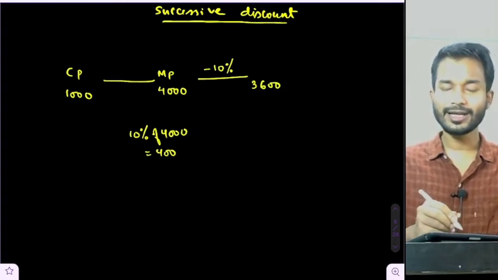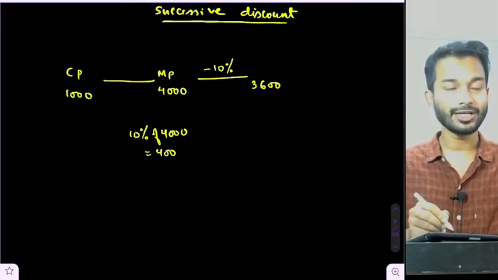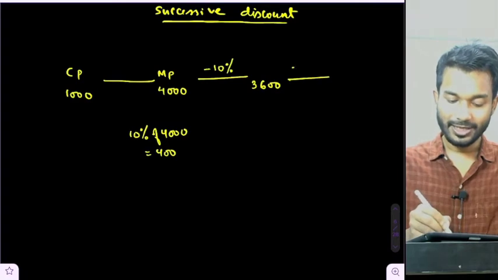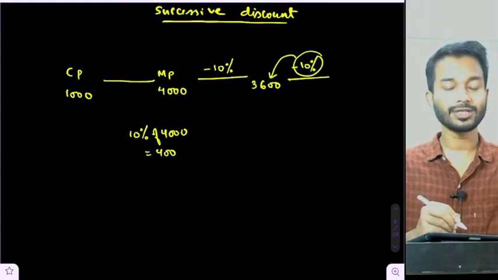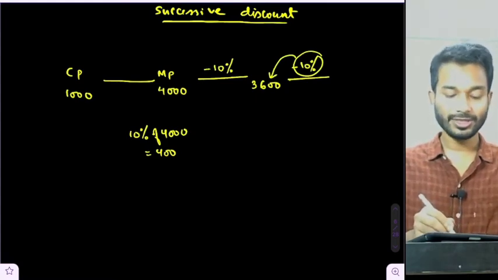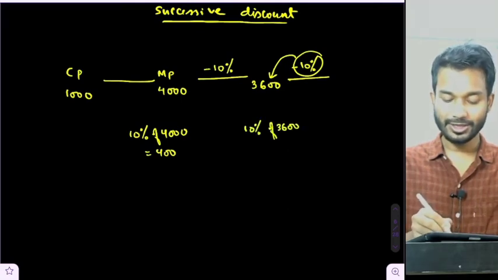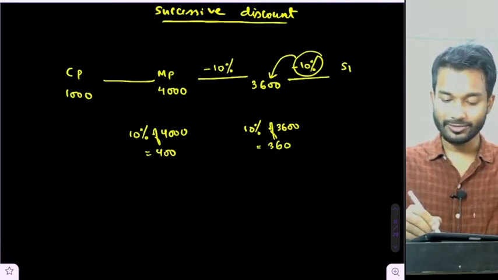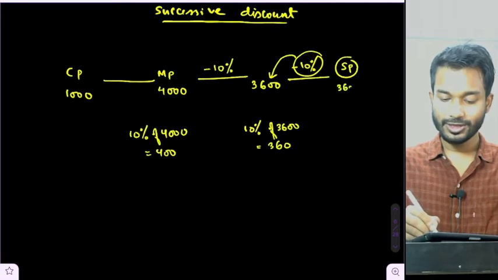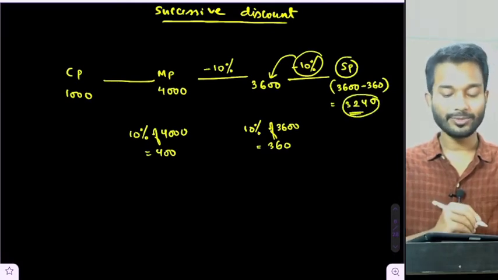Now still, I am saying to the customer that if you pay by card, I will give you an extra 10% discount. So I am again giving an extra 10% discount. Now this 10% is on where? On 3600 rupees. So 10% of 3600 will be 360 rupees discount. So at what price am I offering now? I'm offering the article for 3600 minus 360 rupees, that is 3240 rupees. So this is the new selling price.